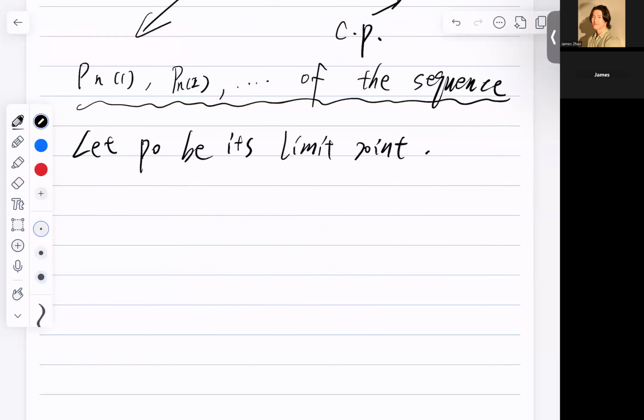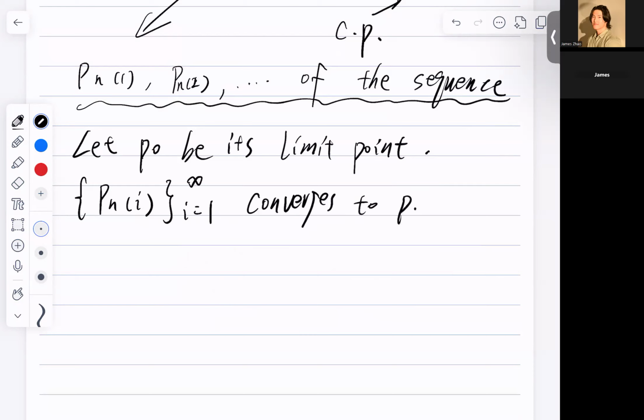I accidentally erased that. Okay, so let P naught be its limit point. Let's denote our sequence as such. This is our subsequence, and this subsequence converges to P naught as well. If you have a sequence that converges to something, then in a complete metric space you also have your subsequence converging to that too. I don't think you need a complete metric for that, actually. I can double check on that, but it's not that important right now.